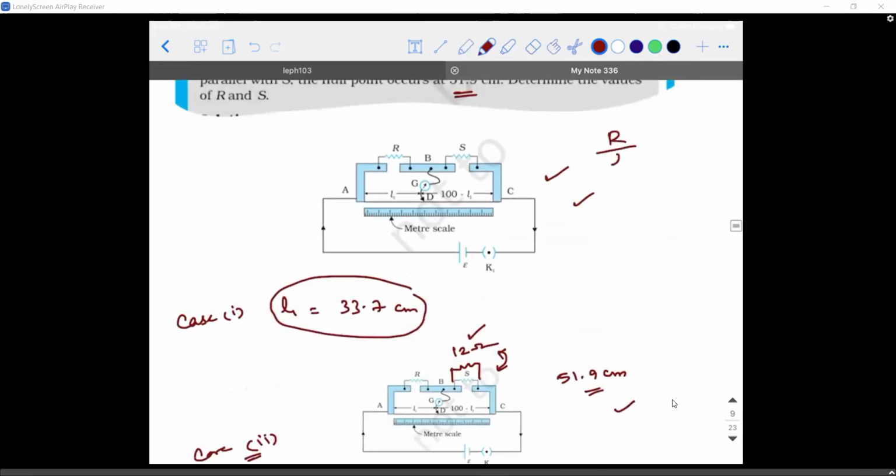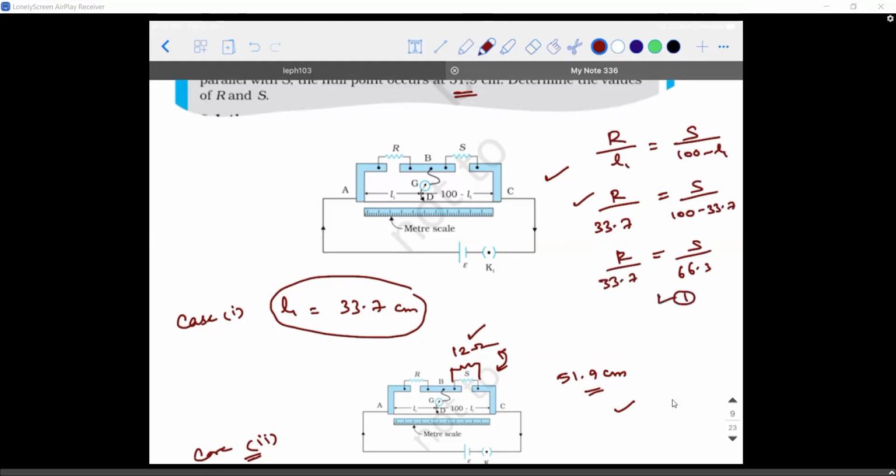R divided by L1 is equal to S divided by 100 minus L1. You need not memorize it at all. What is the value of R? That's what we need to find. So R divided by L1 is 33.7, equal to S divided by 100 minus 33.7, so S divided by 66.3. So R divided by 33.7 is equal to S divided by 66.3. Let this be equation number 1.